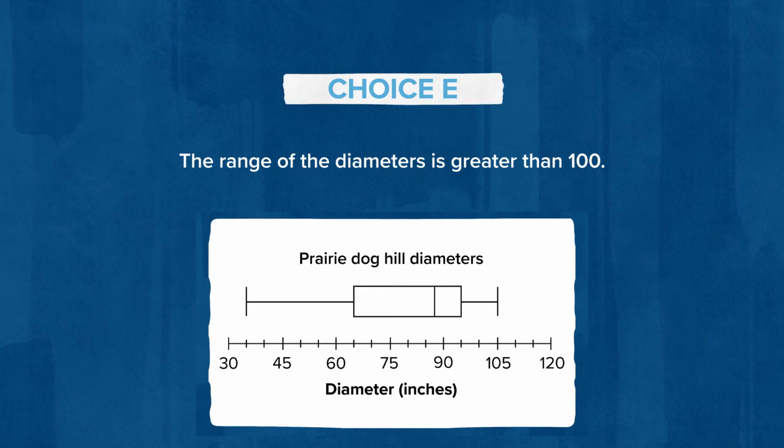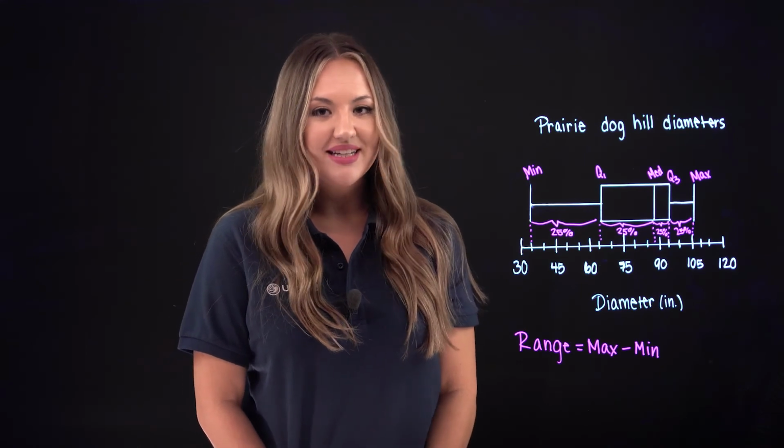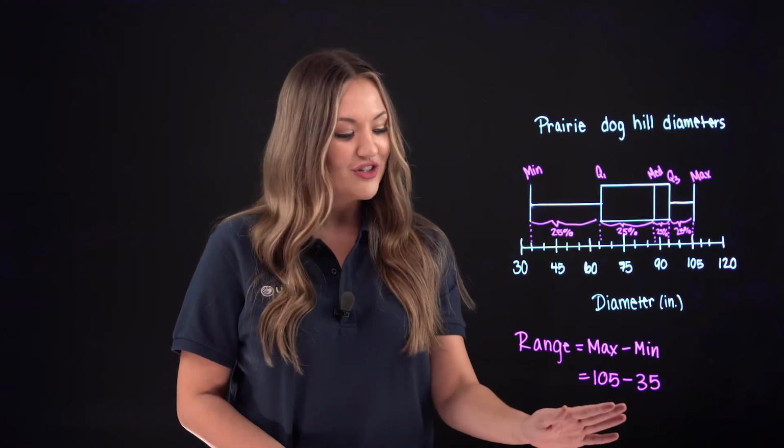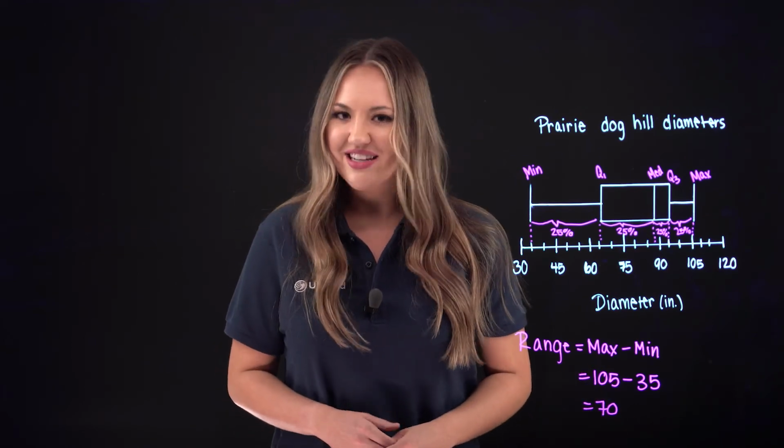And choice E is the range of the diameters is greater than 100. So let's take a look at the range. The range of a data set is equal to the maximum minus the minimum, which in this case is 105 minus 35. And that equals 70, which makes E incorrect.